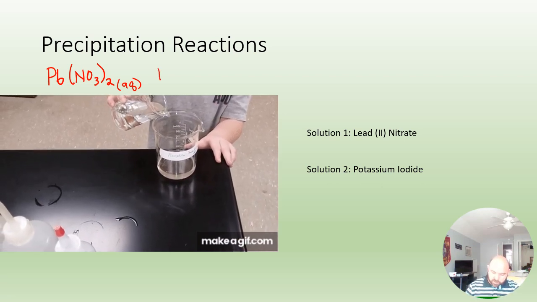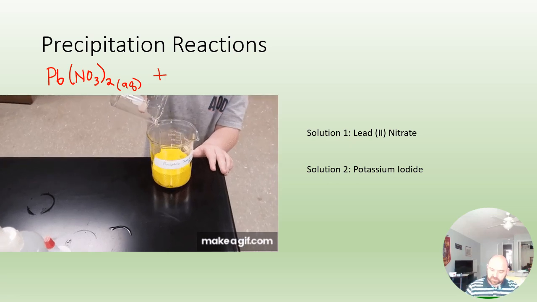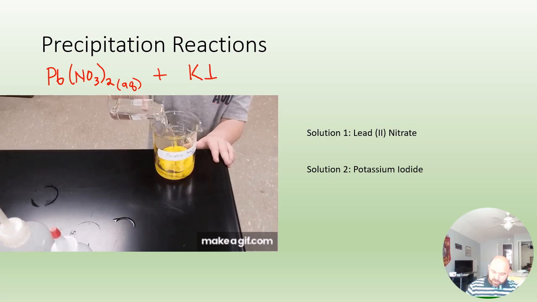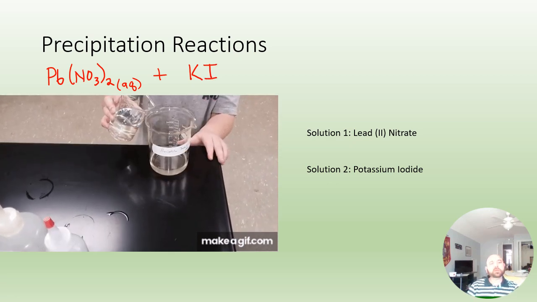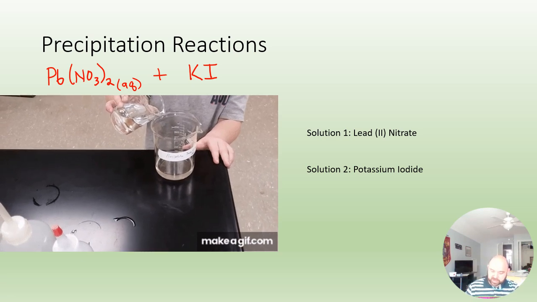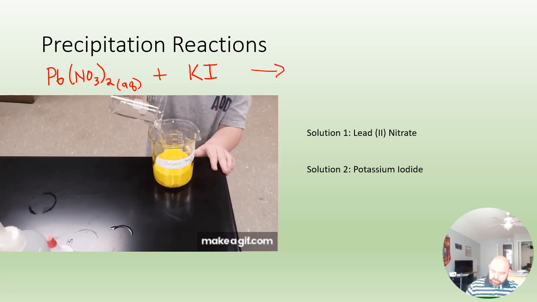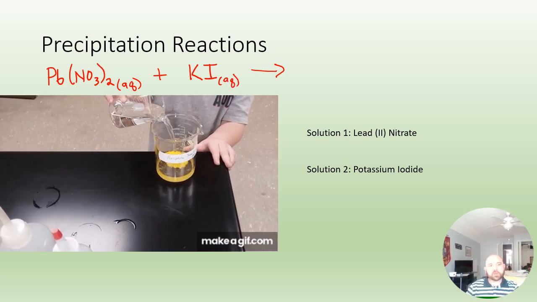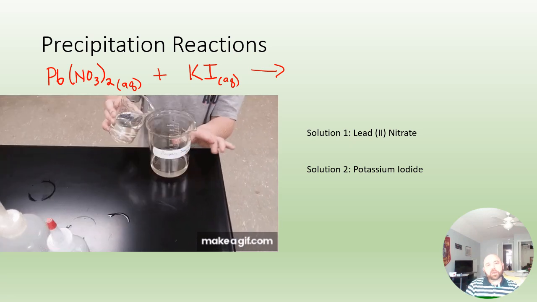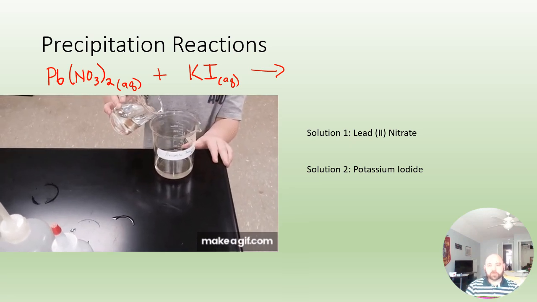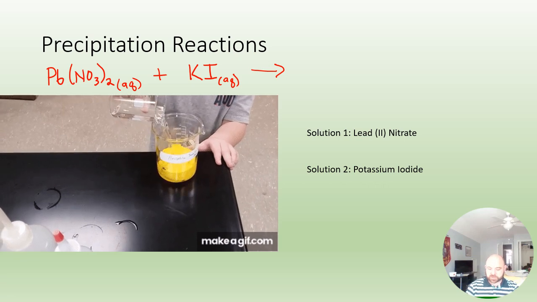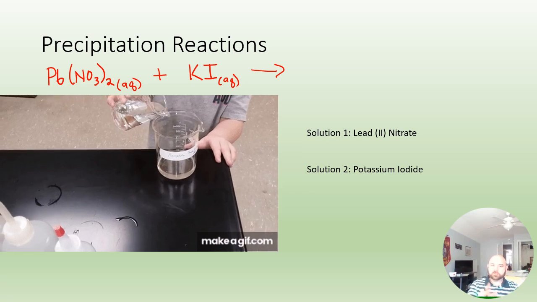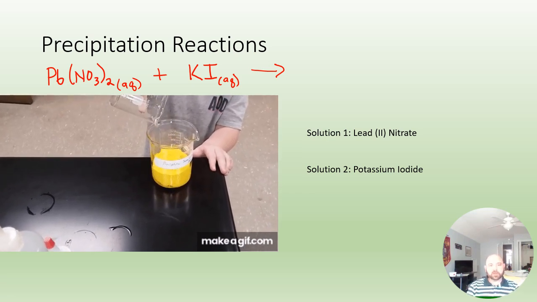I react it with potassium iodide. Potassium is a +1 ion, iodide is a -1 ion, so I only need one of each to form potassium iodide, KI. It is also in the aqueous state. If I treat this as one of my double displacement reactions or metathesis reactions, it's certainly a precipitation reaction. We can see the precipitation happen here in the clip.